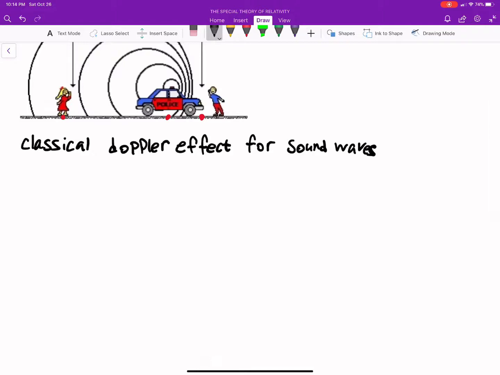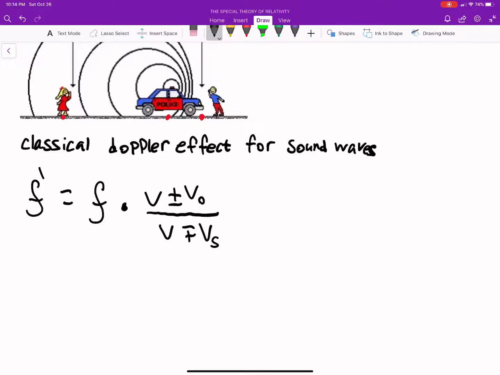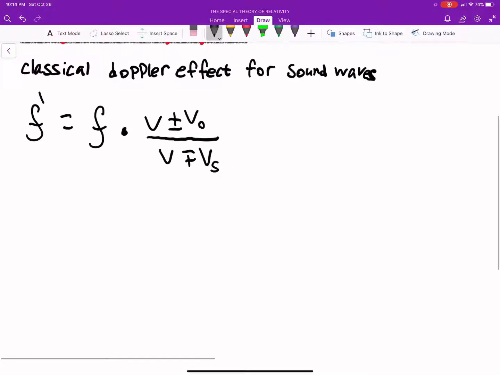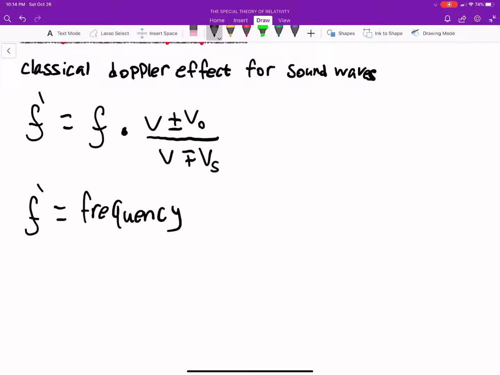First off, the equation for the classical Doppler effect is, we'll call it frequency prime is equal to our frequency times V plus or minus V naught all over V minus or plus V sub s. So what does this mean? Well, let's talk about that first. So F prime, that's the frequency heard by an observer O.